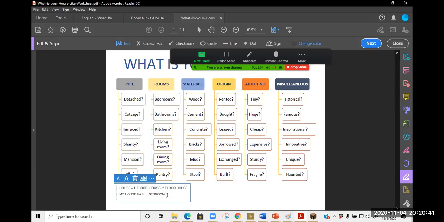How many bathrooms? My house has, how many bathrooms? Baños? Ya le puedo explicar algo de los baños. Bathrooms, how many? Two, in my house. Okay. Bathroom.